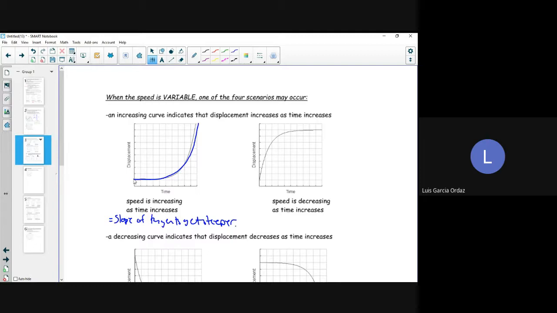And then the next one we have, as time increases, the speed or the displacement kind of levels off. So speed is decreasing as the time increases. This just means that the slope of the tangents are decreasing as we keep going farther into the x-axis.